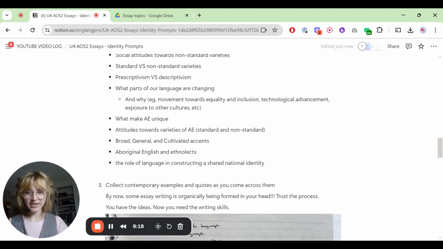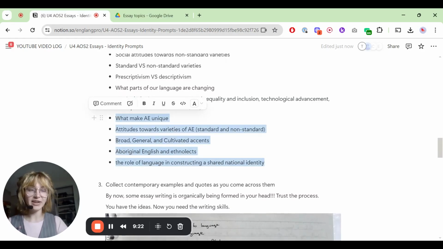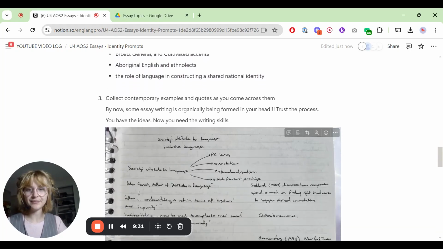What makes Australian English unique? This is all a bit more of Area Study 1, but I've included it anyway because if you get an identity topic, you're unlikely to just be focusing on Area Study 2, but you'll have a look at some of this as well.